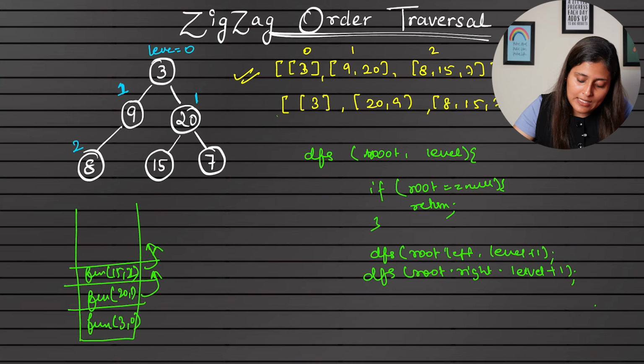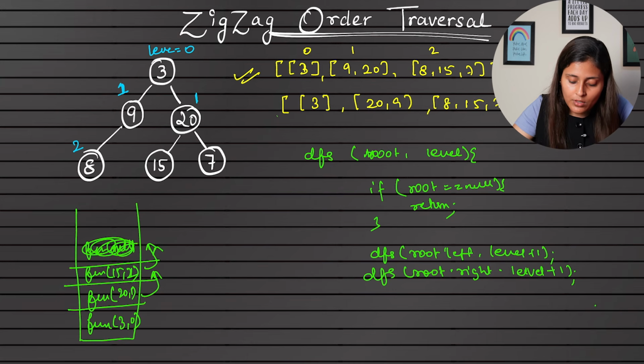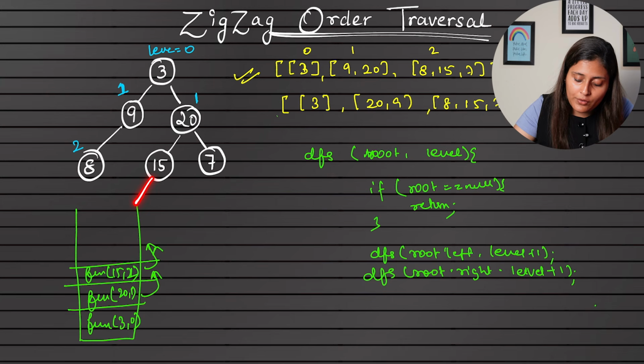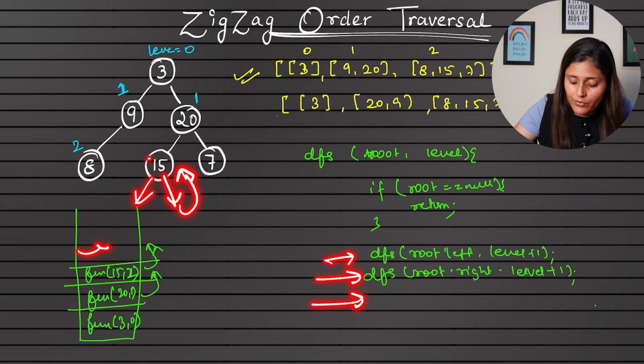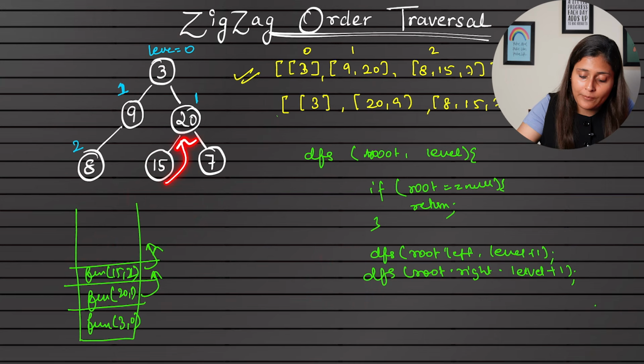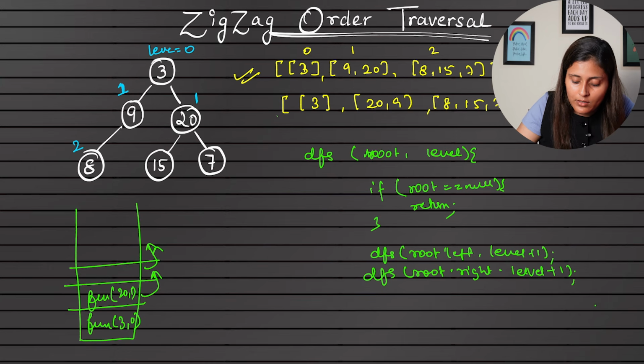Similarly 15's left, which is function null, will get returned. So we will remove it. Similarly 15's right also returned because of null. Now left returned, right returned. So function for 15 will also get returned to 20. So now this call will get removed from the stack call. Done. Now from 20 we'll go towards the right side for 7.